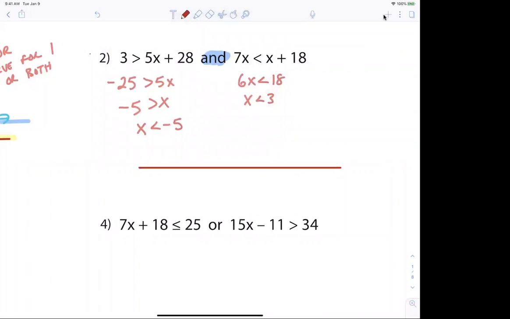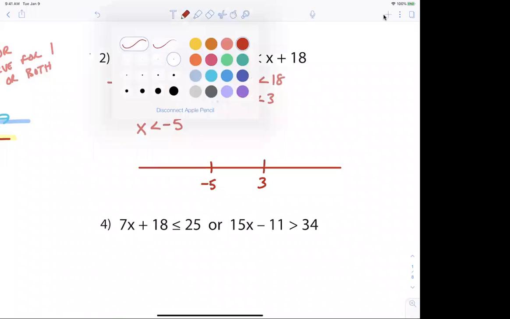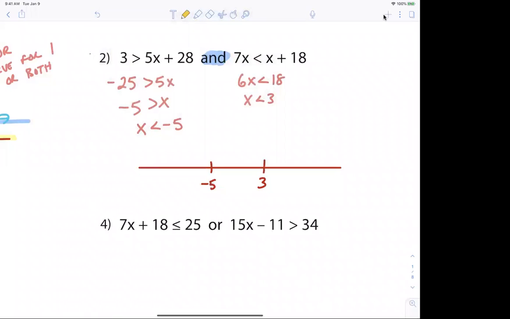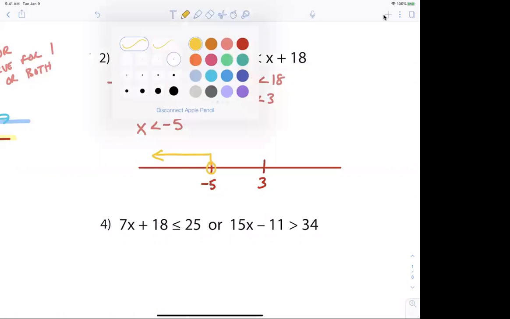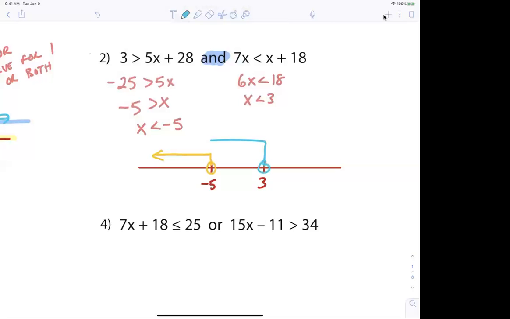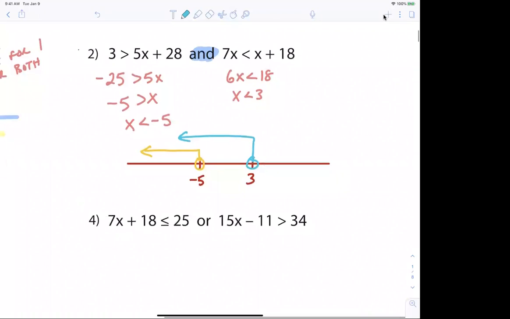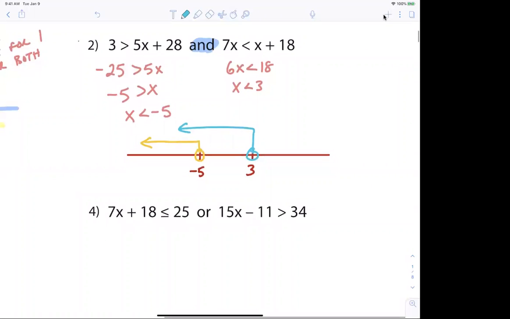So to look up, speak up. All right, so I'm at negative 5 here. I'm at 3 here. If I am less than negative 5, I will be here. If I'm less than 3, I will be anything over here. So the question is, what numbers are less than 3 and less than negative 5? Anybody want to take a stab at it?